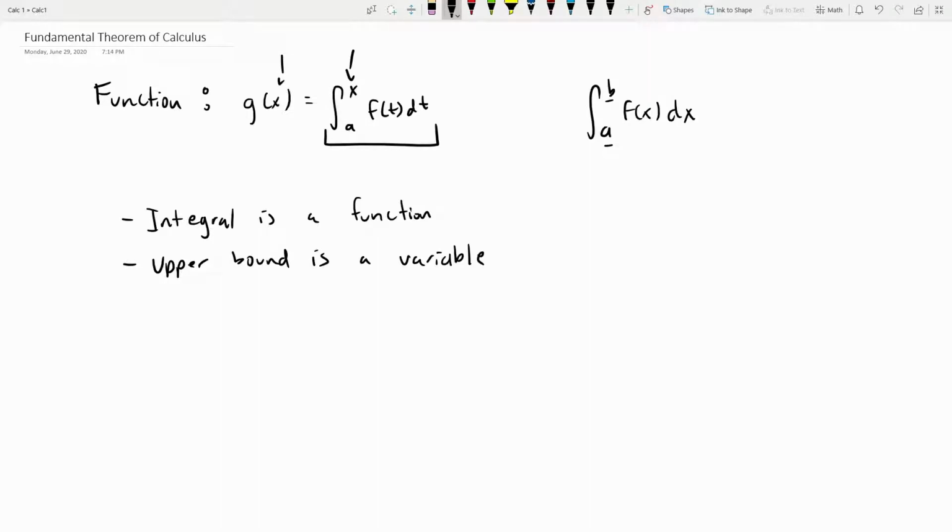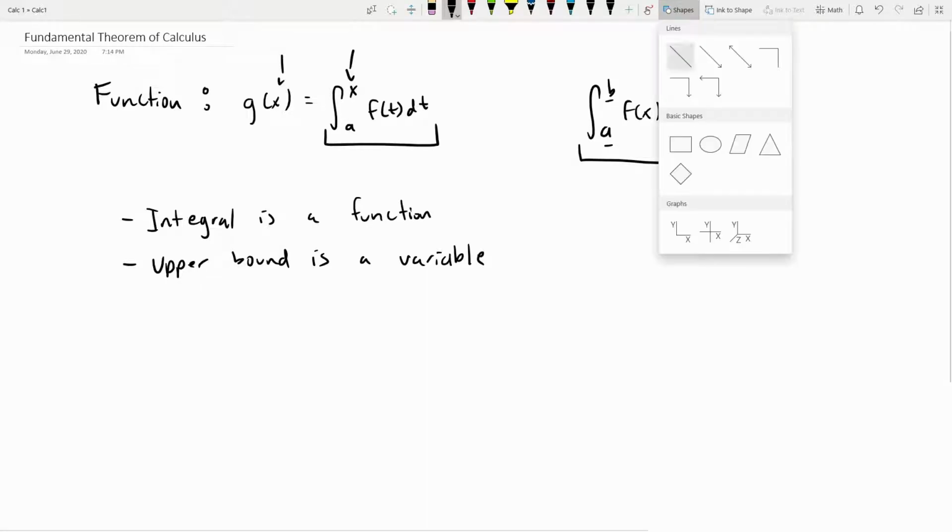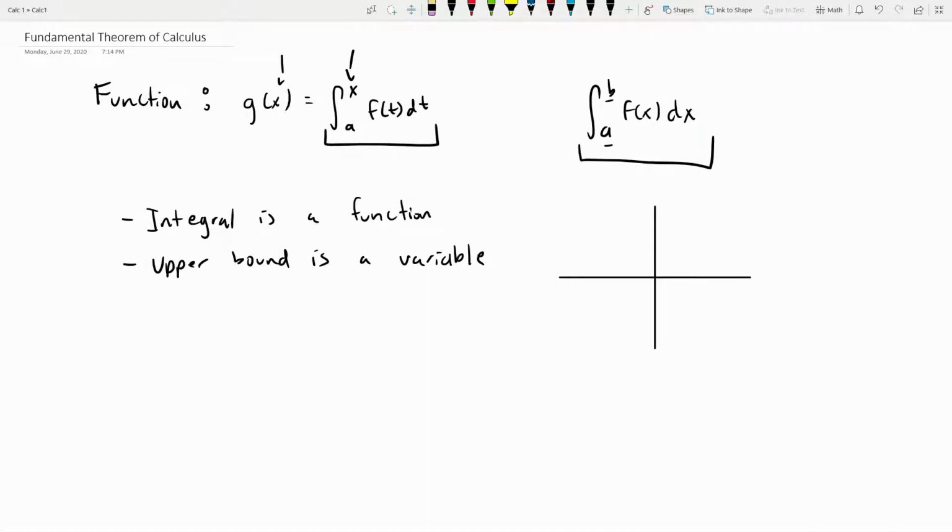If we remember, this tells us that it is the area under a curve. Let's say we have this curve that we'll call f of x, and here is a, here is b, right? This integral basically tells us, what is the area under this curve? And the integral will compute this area right here.